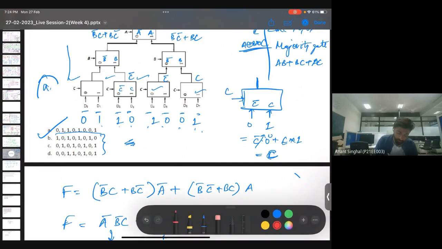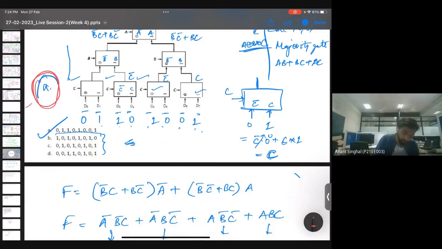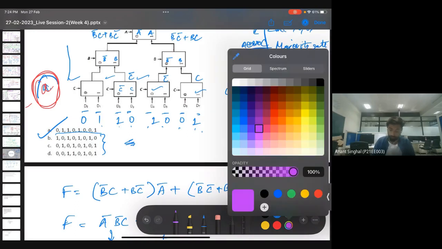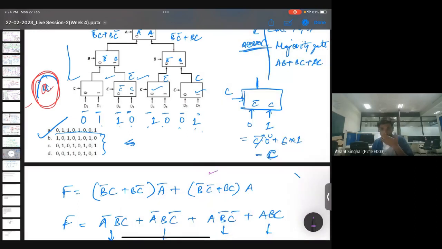What is wrong with option A? Is it clear to everyone? Please respond. Okay.